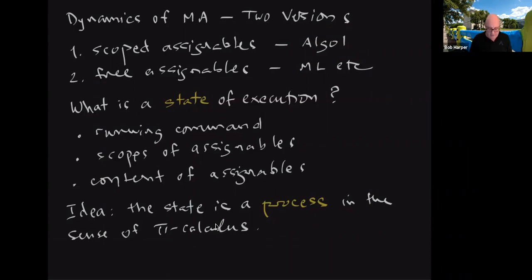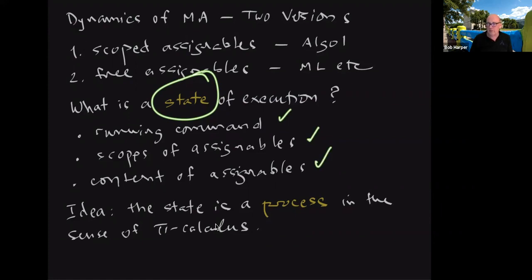Now, in order to do this, I'm going to give you a transition system, as I did before for lax PCF. I'm going to give you a transition system that accounts for state, so that's for the mutation of assignables. And in order to do that, I needed a richer notion of state than I had before. Previously, I just said a state is a command, and I just did transitions on those commands because I didn't need to worry about anything else. But here, I need to worry about what is the command that is running, what are the scopes of the assignables, and what are the contents of those assignables. Those have to all be taken into account.